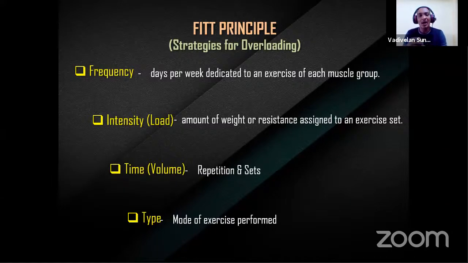Usually in strength training, 3 to 4 sets are needed to build strength. And the type is the mode of exercise performed. We may have different types of exercise, for example, dumbbell curl or curl bar. For the same muscle, the same action, you may do the same strength exercise in a different way. That's what is meant by type.